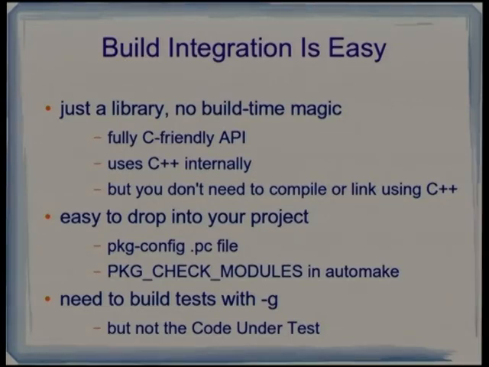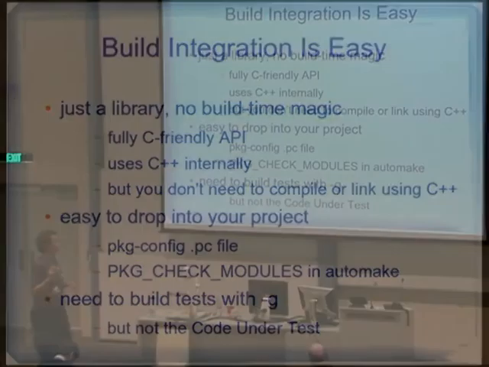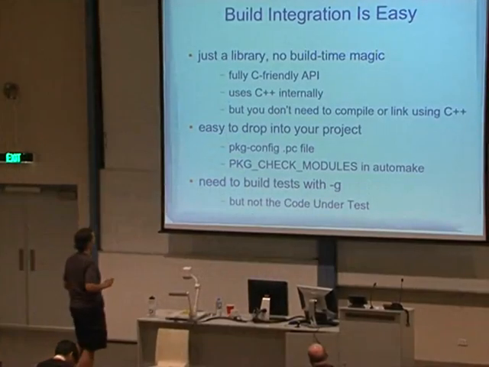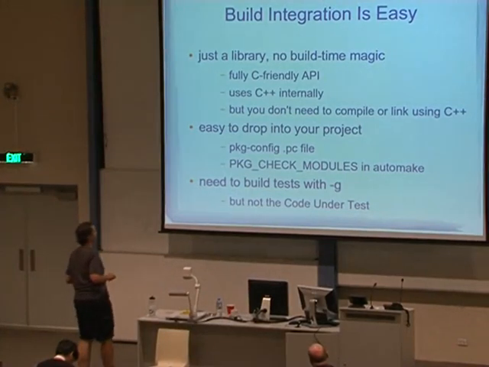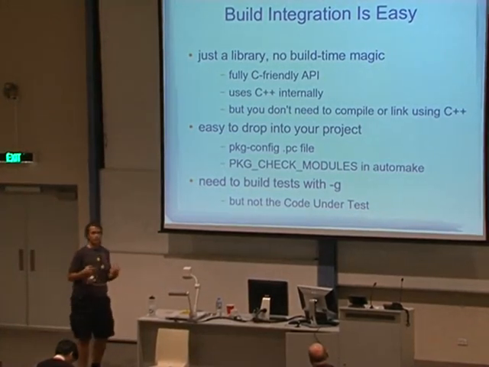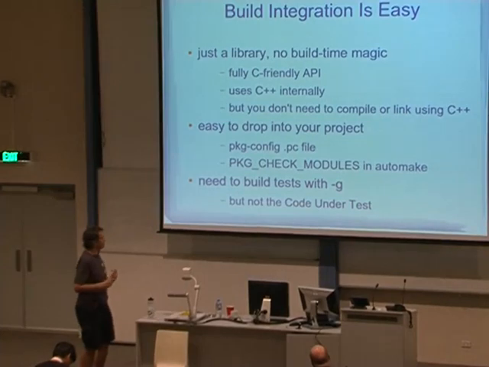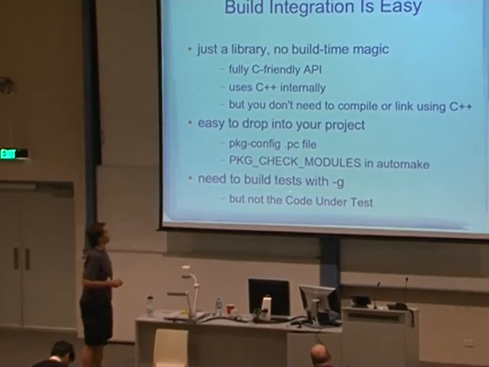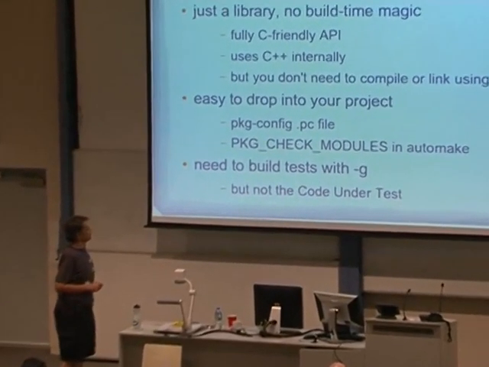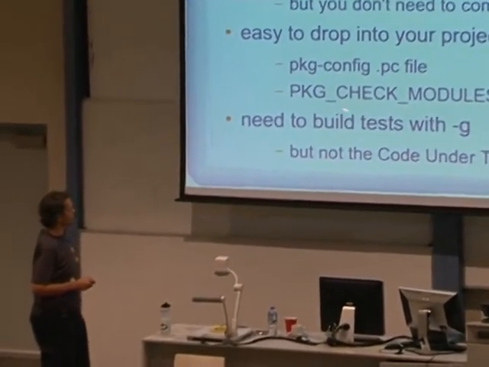So build integration. Build integration is really easy because it's just a library. It uses C++ internally. The whole thing is actually written internally in C++, but there's a complete C API. You don't even need to link or compile any part of this thing with the C++ compiler. It's very easy to drop in your project. If anybody has any difficulty, tell me, I will fix that problem. It's designed to be as easy as possible to use. So I build you a .pc file and install it in the right place so that you can do this thing in your autoconf.